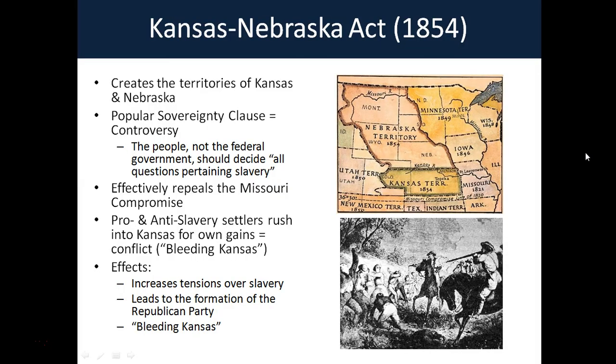All right, just a few more. I know this is a little bit of a long one, but I hope this helps. So the Kansas-Nebraska Act is next, and it basically created the territories of Kansas and Nebraska, which would become those states. Nebraska would be a little bit larger, and the Kansas territory would also include part of Colorado.